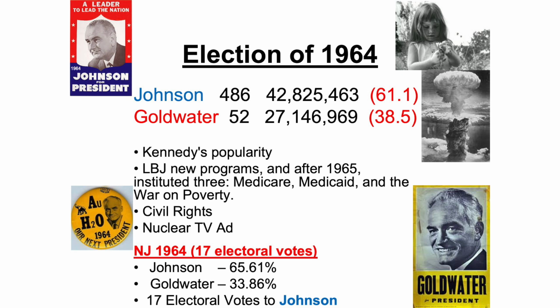A lot of the programs that came out of this were Medicare, Medicaid, the war on poverty. All of these were proposed and would come through after this election. Yeah, civil rights, a big period with a lot going on. New Jersey went for Johnson in a big way, 65%. Not quite a Harding one, but pretty close to Harding.